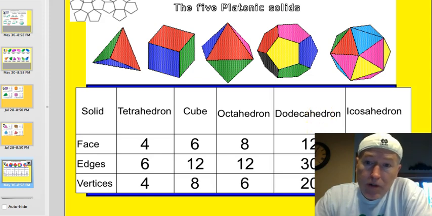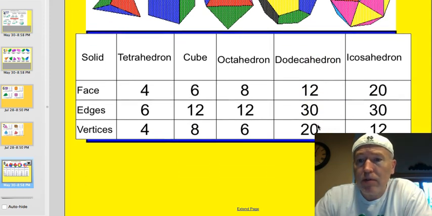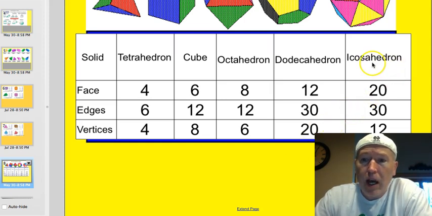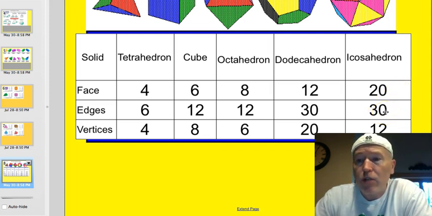The dodecahedron, let me just scroll up so you can see the properties of that. 12 faces, 30 edges, 20 vertices. And the icosahedron with 20 faces, 30 edges, and 12 vertices.